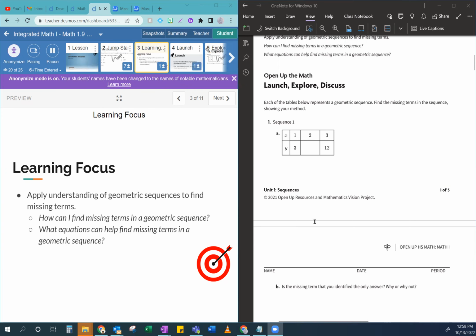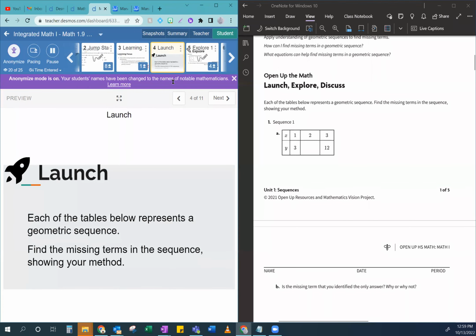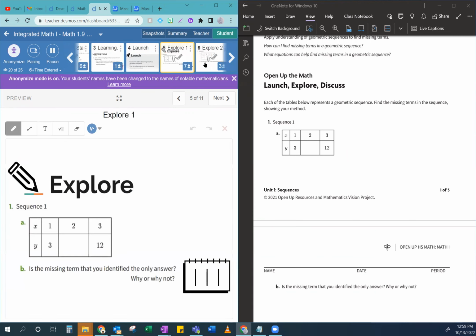So this is very similar to what we did a couple days ago with arithmetic, except for now, instead of add, this is times, times, times, right? So for the first question, it says, each of the tables below represents a geometric sequence. Now, if they didn't tell you this was a geometric sequence and they show you something like this, that's not enough information, okay? So the fact that they told you it's a geometric sequence already gave you a clue on what to do. Does that make sense? So find the missing terms in the sequence and show your method.